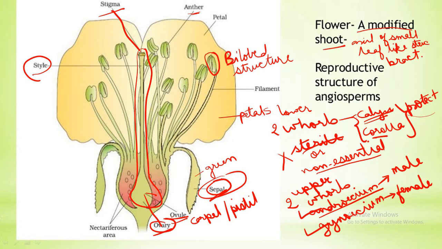Now this anther, which is a bilobed structure, produces the pollen grains, as I've already told you. And pollen grains in turn contain the male gametes. So when the pollen grains are shed on the stigma, there will be germination of the pollen tube throughout the length of the style, and finally the pollen tube will enter inside the ovule where the female gamete is present. Then there will be release of the male gametes, and there will be fusion of male and female gamete, which results in formation of a new structure which is called zygote.